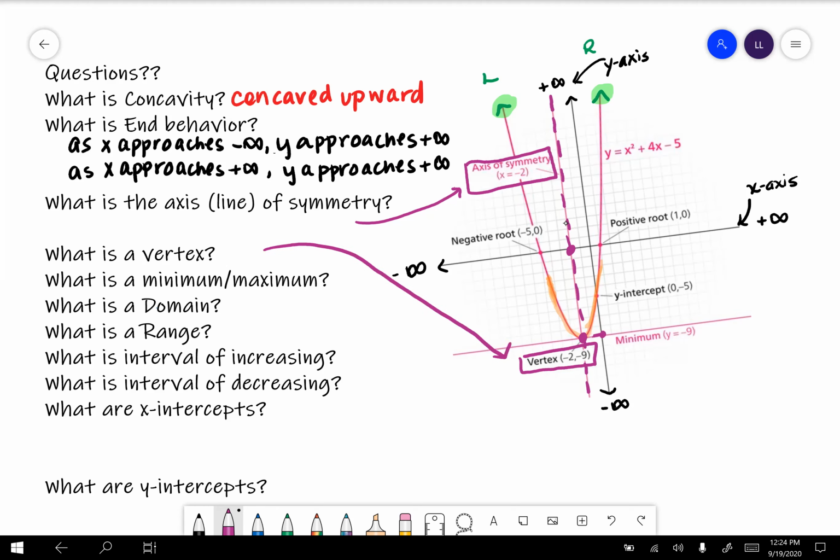Now we can determine whether our vertex is a minimum or maximum. In this situation, because our graph is concave upward, our vertex is a minimum. There is a minimum value at -9. So our graph has a minimum value at -9.